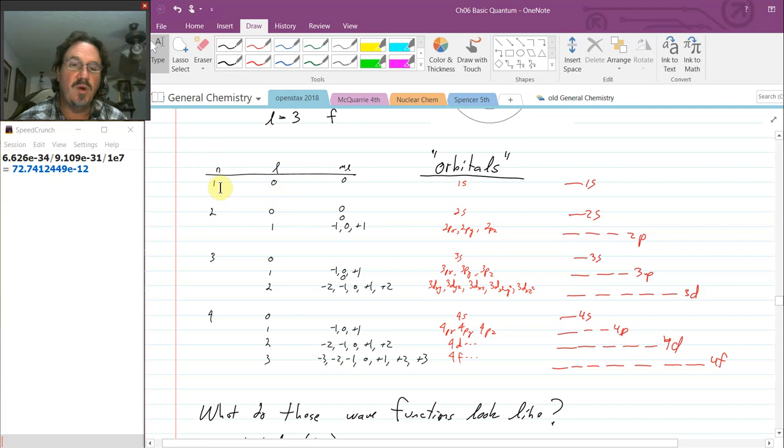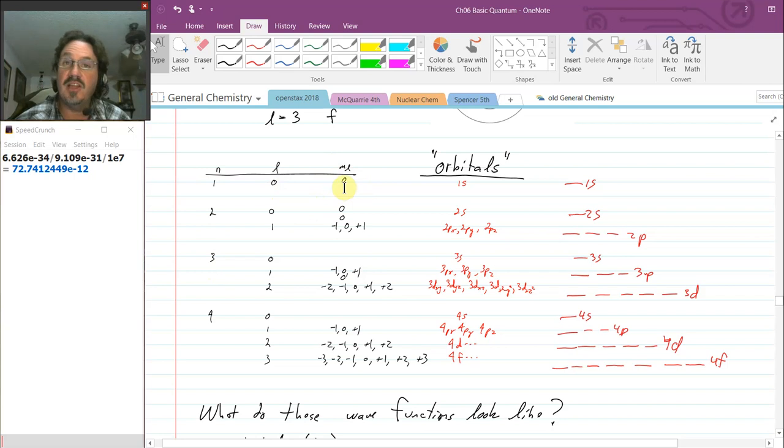Well, n minus 1 is 0, so the only one that's possible is 0 itself. So if my electron has a quantum number of 1 for n, it's going to have an L of 0. And M sub L, remember, goes from negative L up to positive L. So what, negative 0 to positive 0? 0 is the only one there. Right? So 1, 0, 0.